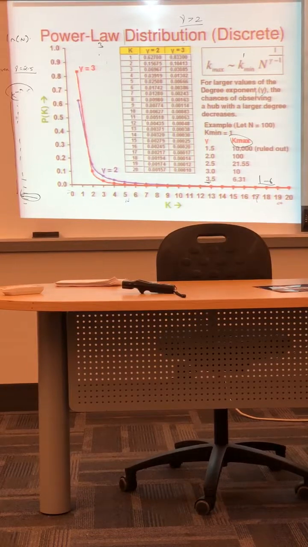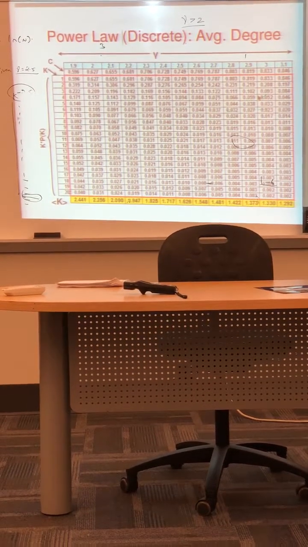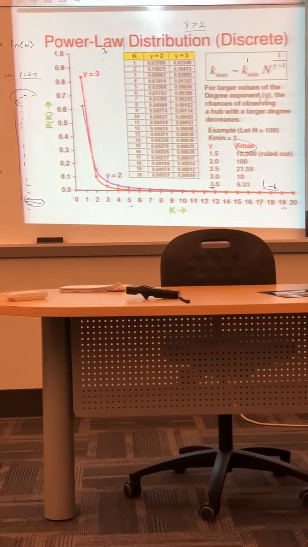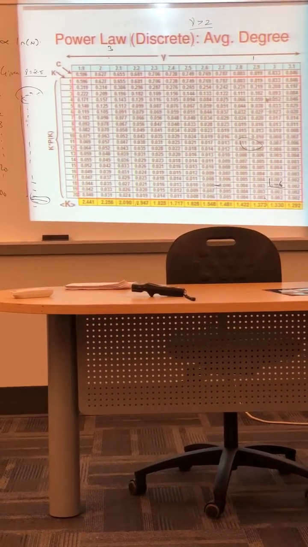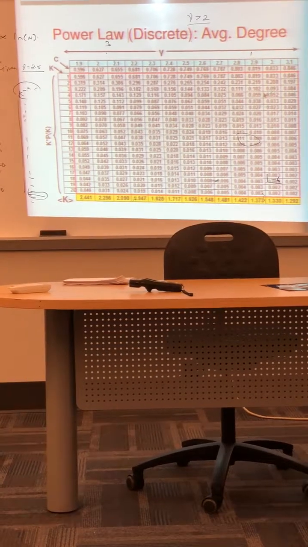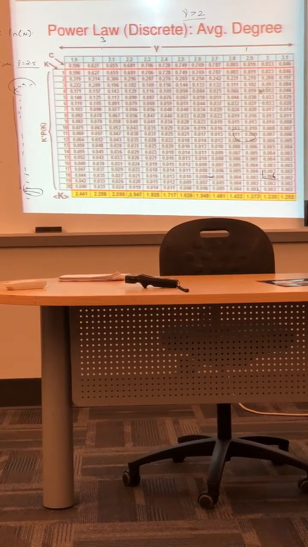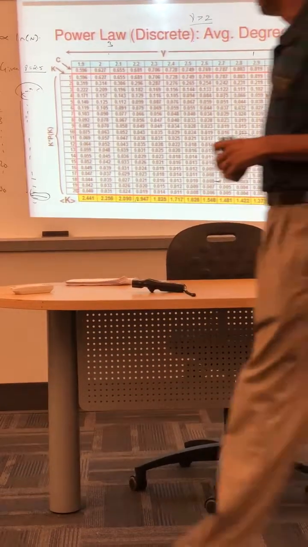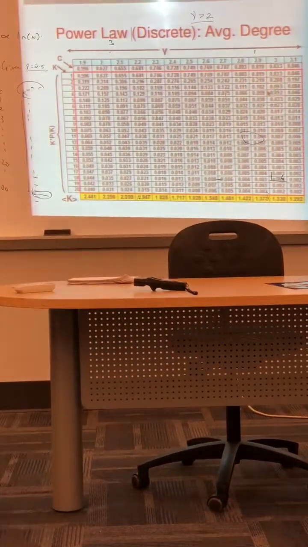Okay. So once we can generate the K versus P of K distribution like this, we can go ahead and also find the average degree expected for a given gamma. Again, all these are theoretical analysis. Later we'll do some problems for some real world scenarios.